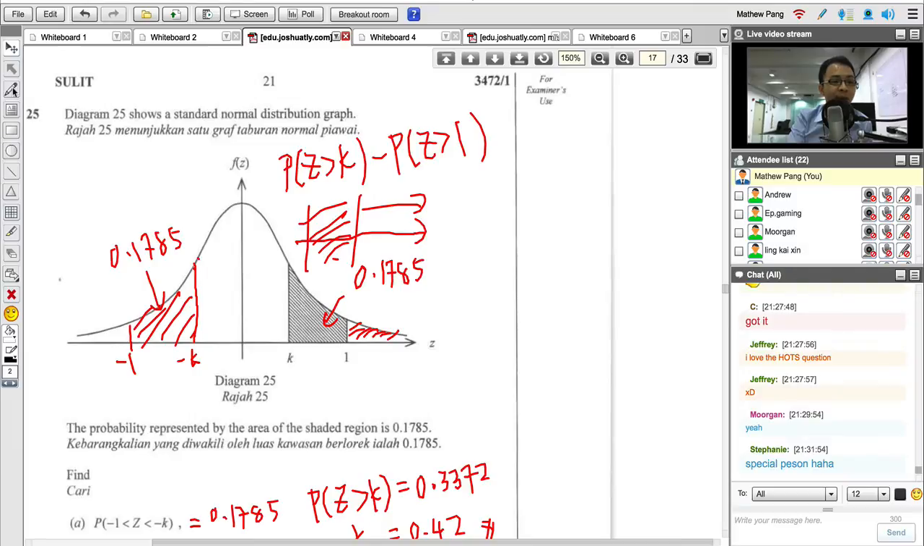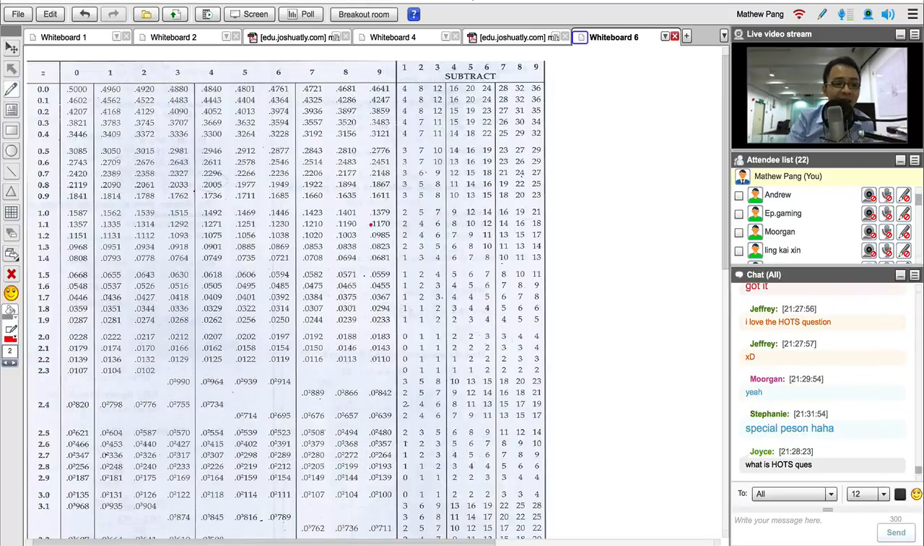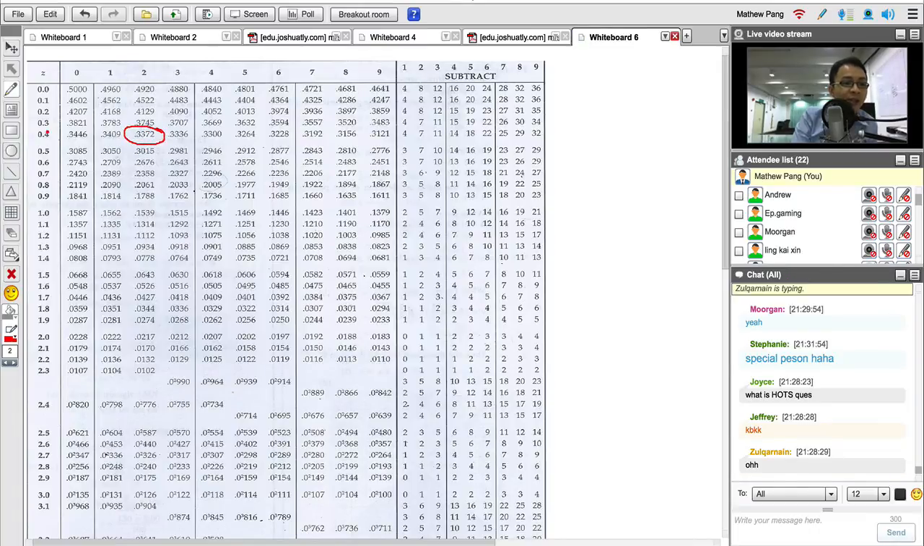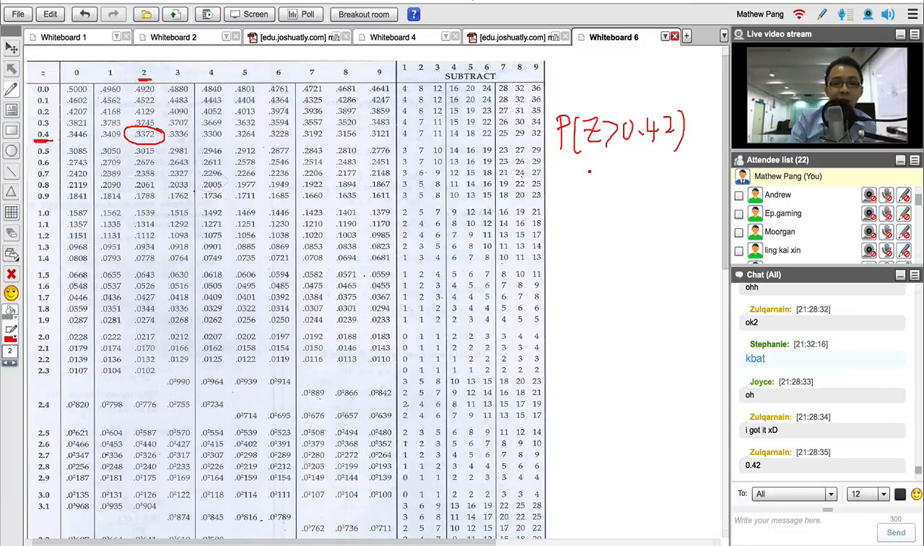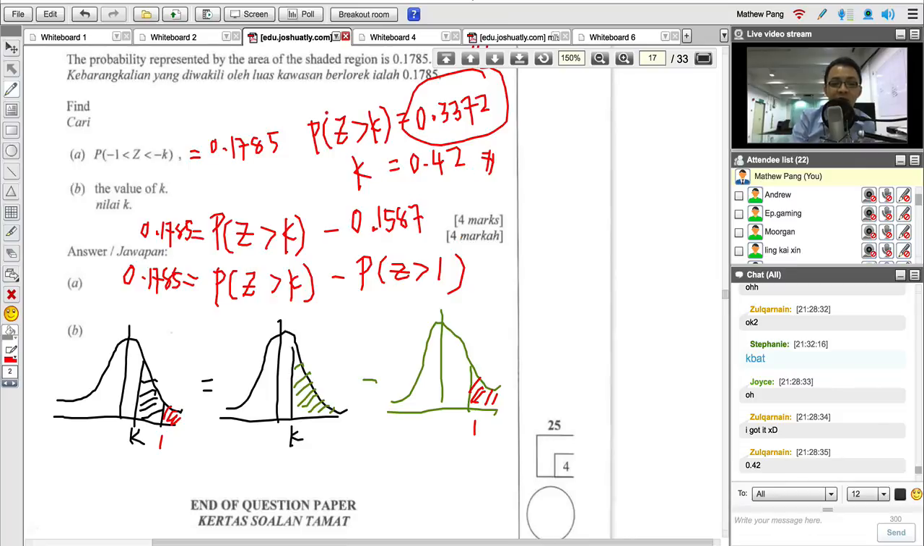So if this is the probability, when you use the z value table, you have to find it inside here. 0.3372, do you see that? It's over here. This one we call 0.42. So therefore z bigger than 0.42 should give 0.3372. So the answer is k equals 0.42, because z bigger than 0.42 gives 0.3372. Yeah, I hope you got it. Yes.